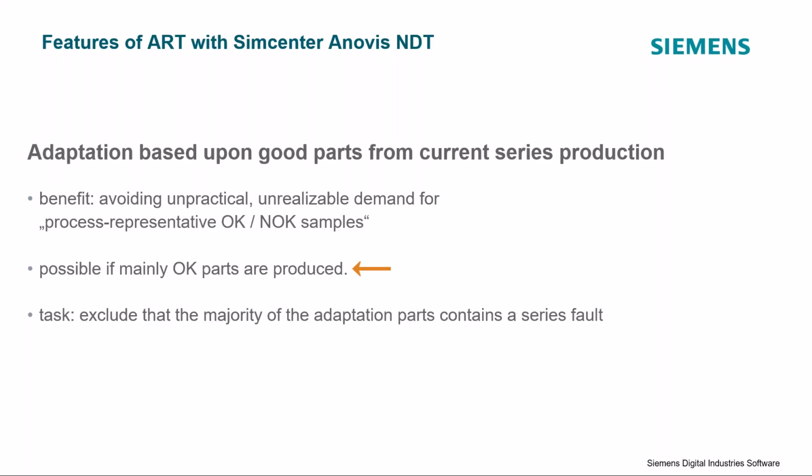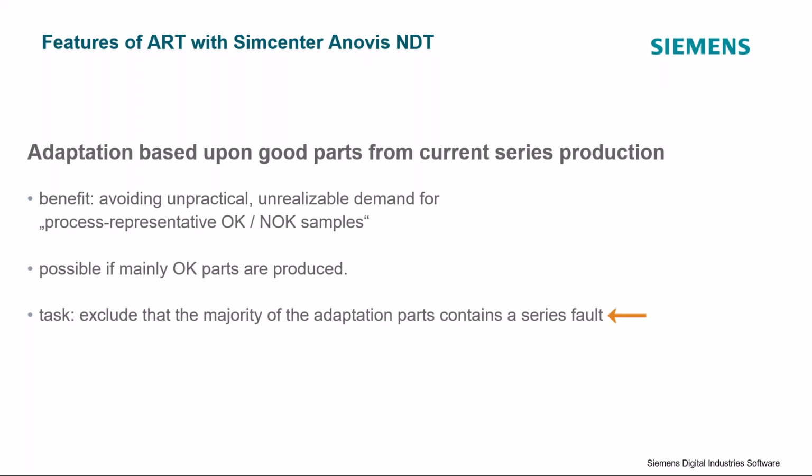Okay, we will know because the bad parts usually show a higher scatter, because somehow bad has more variations than when everything's all right. But the real task is to exclude that the majority or even some of the adaptation parts contain a serious fault. And many of our customers cross-check their adaptation parts at the beginning of the production lot. They look at it under the microscope. Others have a clear load which has to be borne by the part. So they break some of them and then afterwards test tens of thousands.